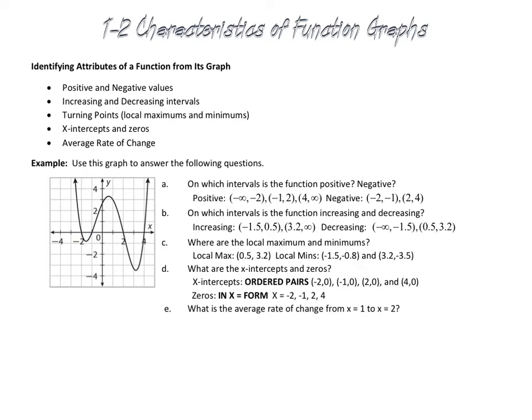And finally, what is the average rate of change from x equals 1 to x equals 2? So at x equals 1, we are right there. And at x equals 2, we are right there. So I basically want the slope from that point to that point. So all I have to do is say, okay, well that's going to be at about (1, 3), and that point's going to be at (2, 0), and I'm going to use the slope formula to find the slope. So the average rate of change from x equals 1 to x equals 2 is -3.